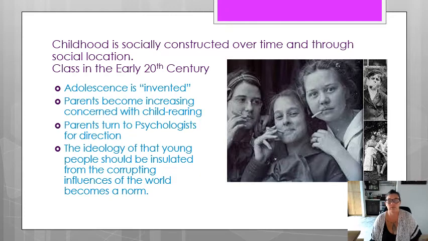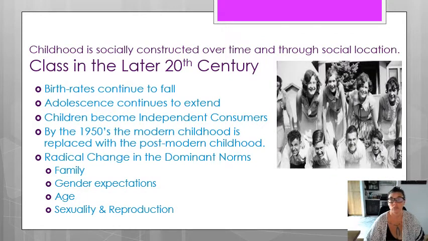And this is really when we cement the idea of protecting the innocence of your children and insulating them from other people or situations or events that can, quote unquote, corrupt them and change them from innocence to adulthood, right? And then you also have, at the same time, birth rates still falling. Now we're not having 6 or 7 children, we're having 2 or 3.